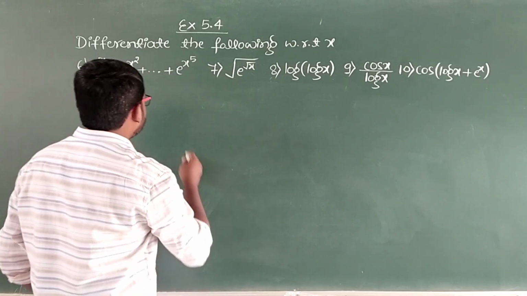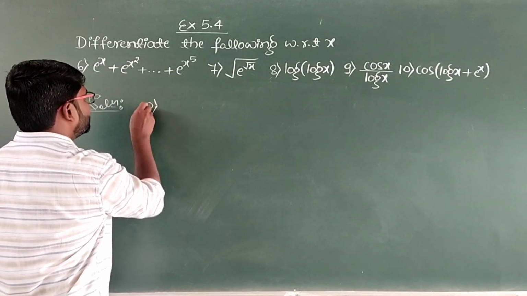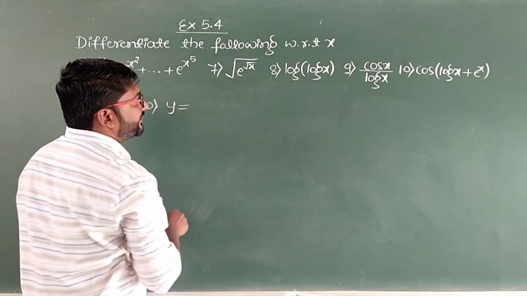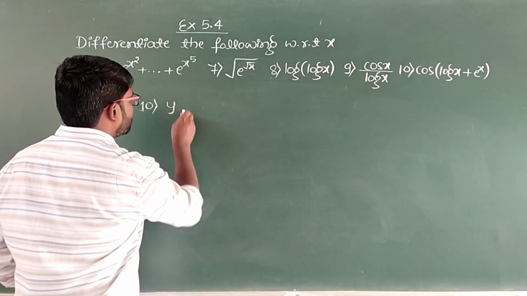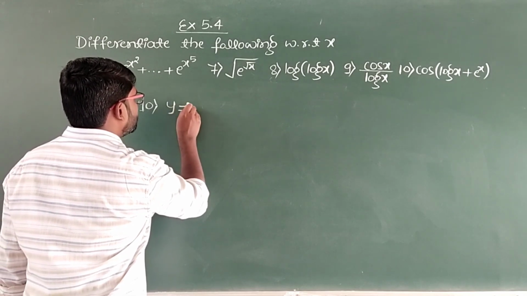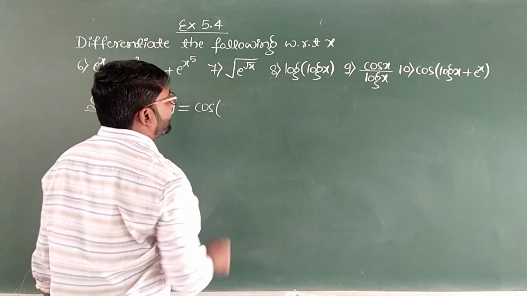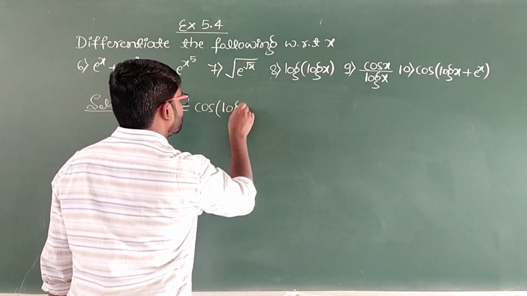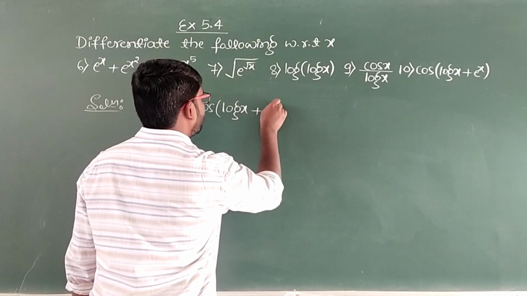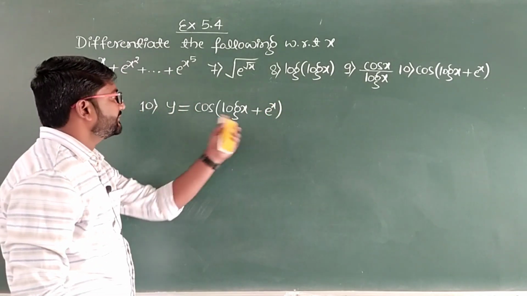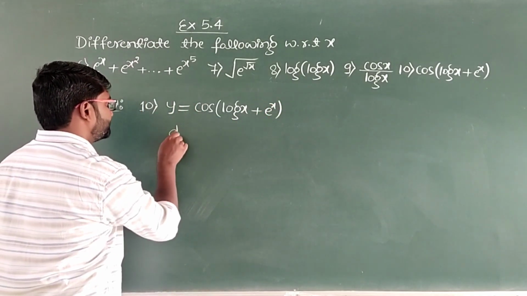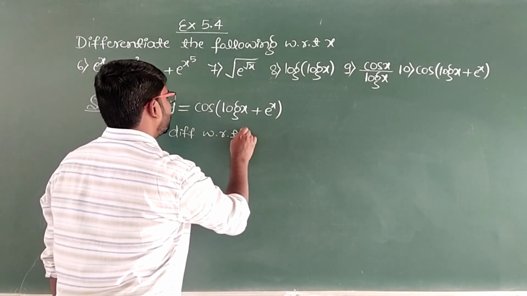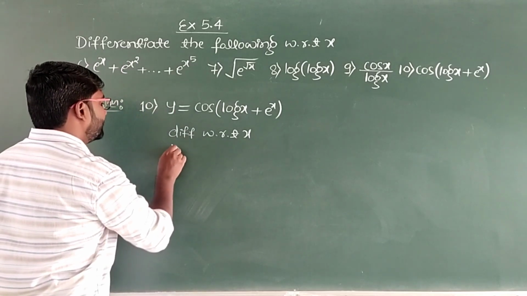Well, the last question it is 10th one. y which is equals to cos of log x plus e power x. y is equals to cos the bracket log x plus e power x. Now differentiate both the sides with respect to x here. Differentiate with respect to x. So we get dy by dx.